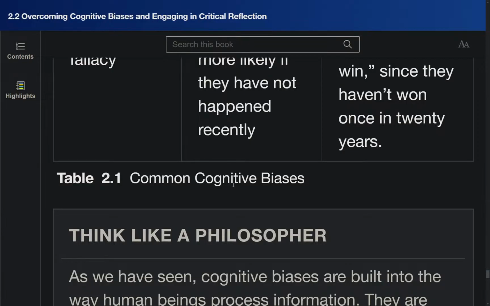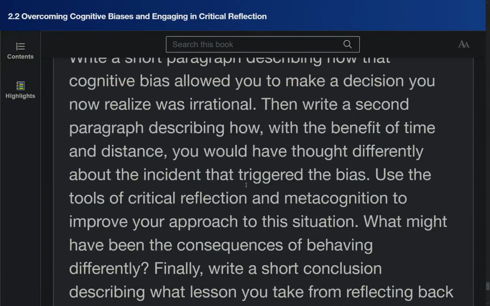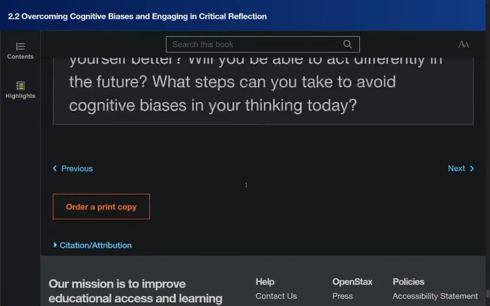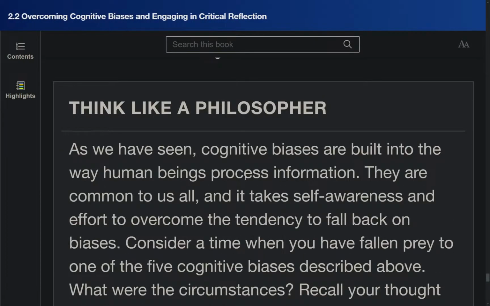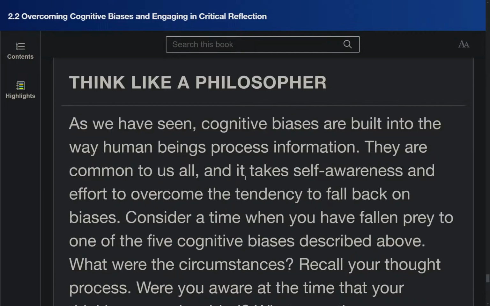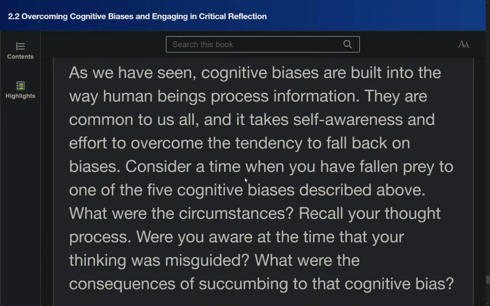Common cognitive biases. Think like a philosopher. This is the last part, okay? As we have seen, cognitive biases are built into the way human beings process information. They are common to us all, and it takes self-awareness and effort to overcome the tendency to fall back on biases. This needs exercises and more examples in order to overcome.